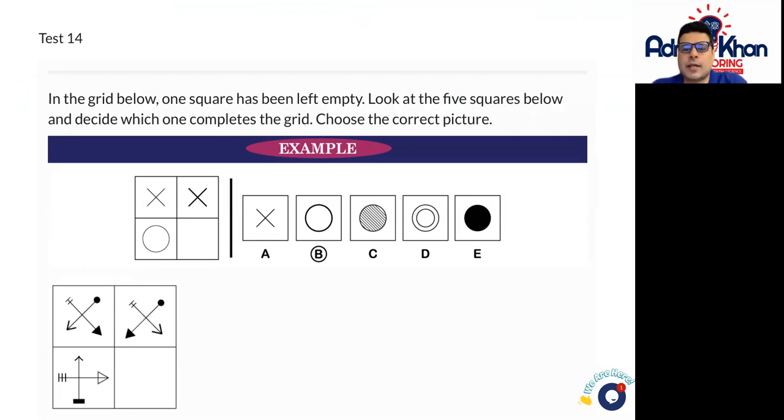So if you look at this particular example question here in front of us now, we've got a square which is split up into small 4 squares, so 4 grids here. We've got a normal X, we've got a bold X, we've got a normal circle, and what's going to come here is naturally going to be a bold circle. So this way, B is our answer.